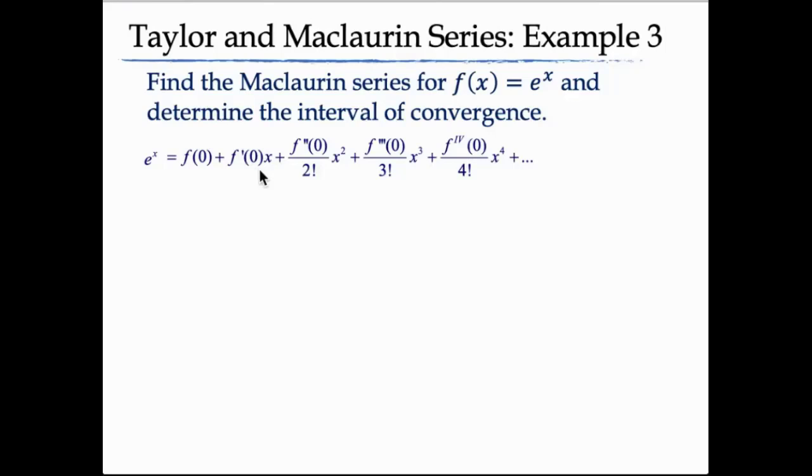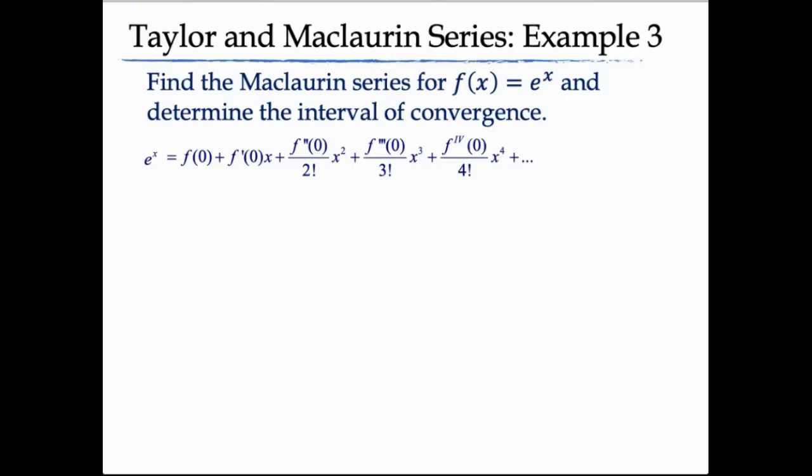So this is over 1 factorial. This is still over 0 factorial. It actually works for every single term. So 0 factorial is 1, by the way. This is over 1 factorial, which is 1. This is over 2 factorial, which happens to be 2. This is over 3 factorial, 4 factorial, and so forth.